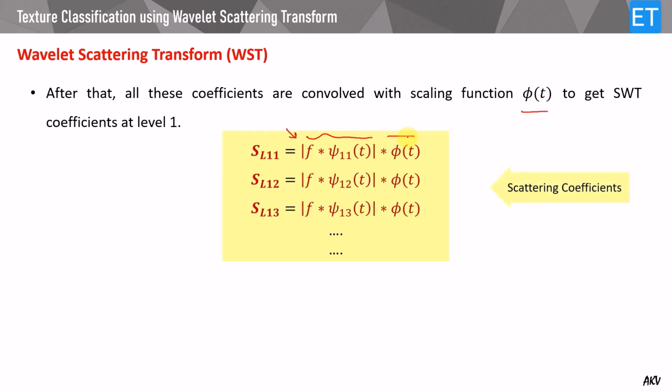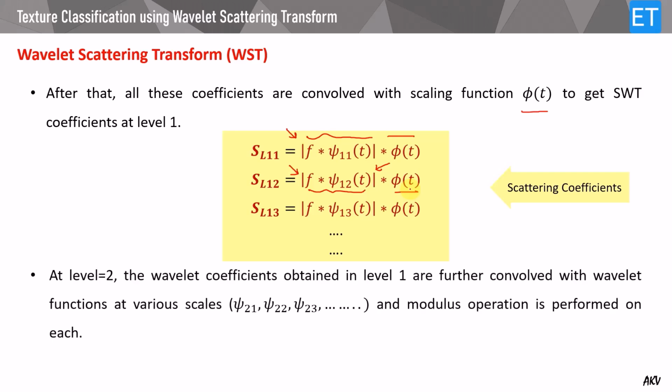If we see these operations, we find that there are three basic steps to get the scattering coefficients. What are those? First, we find the wavelet coefficients. That is the first step. Then we apply the mod operation on those coefficients. That is the second step. And in the third step, we convolve these coefficients with the scaling function phi t. So that is the third step. To get the scattering coefficients, we apply these three steps on the coefficients.